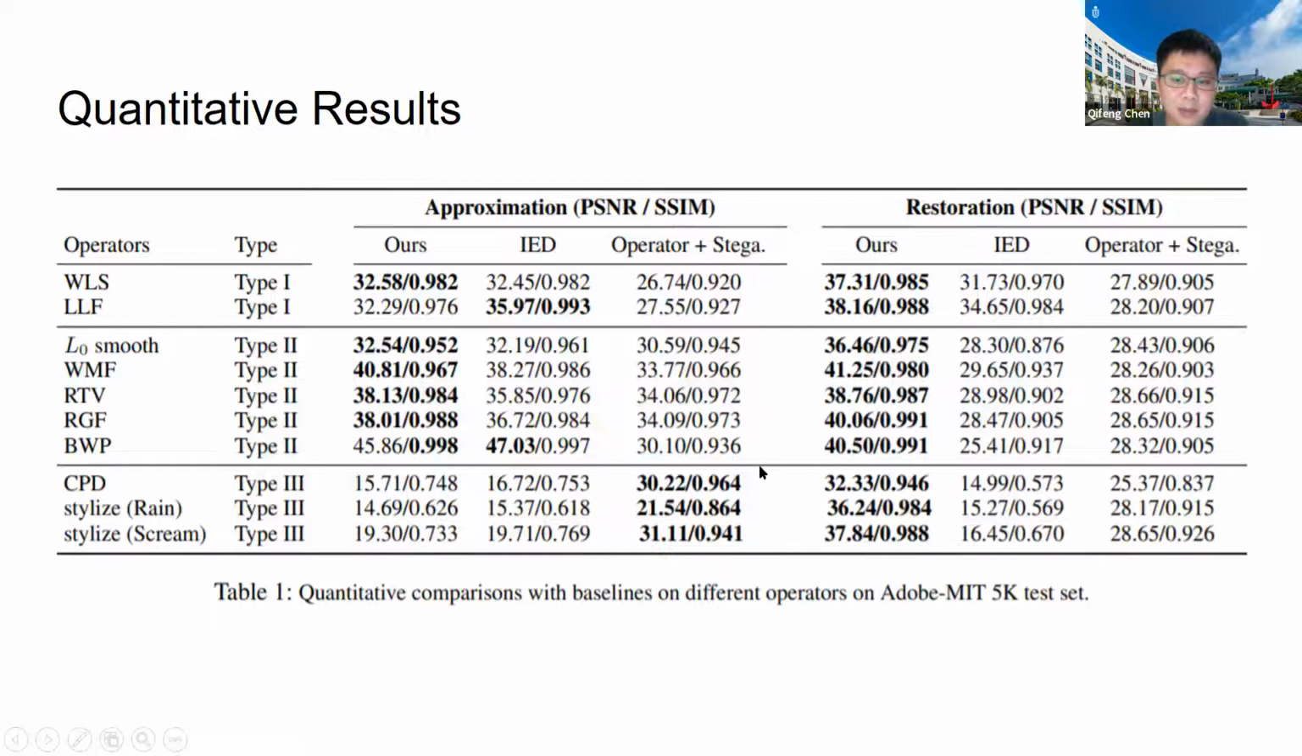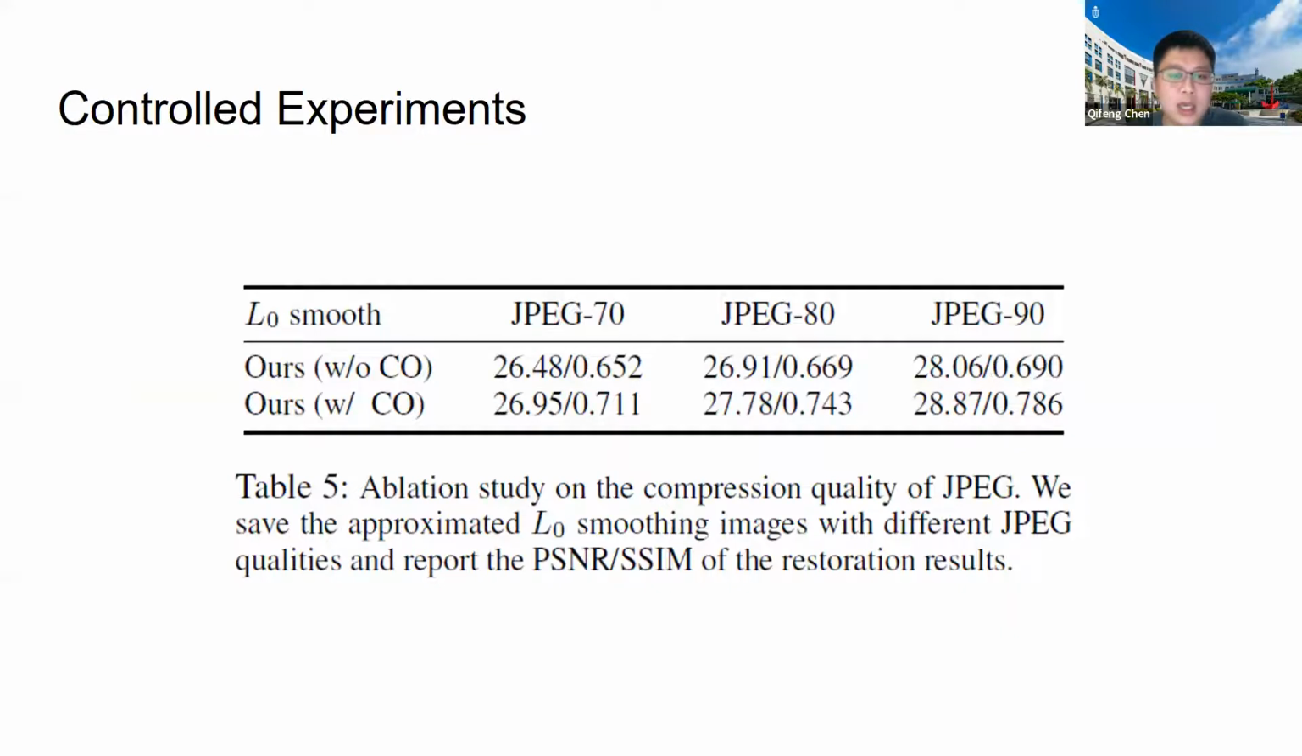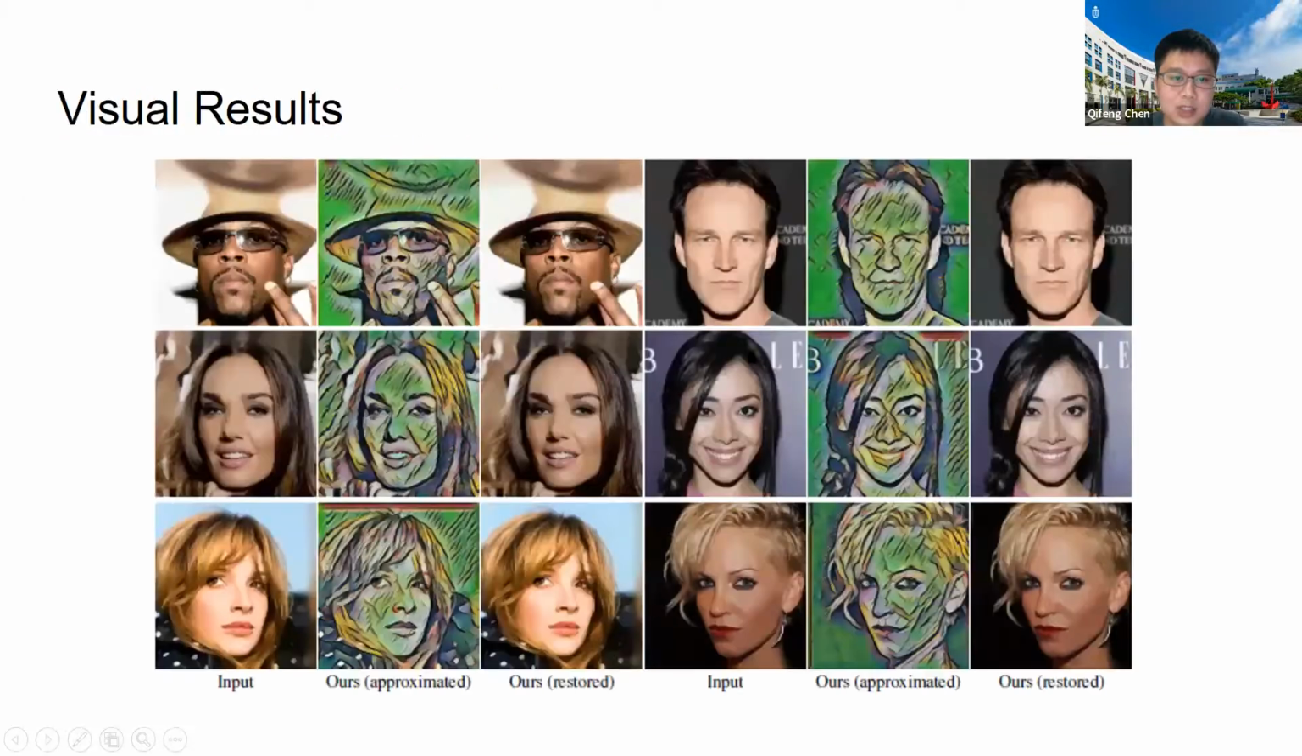So we evaluate our method on 10 tasks. We achieve very good results in terms of PSNR and SSIM, except for the style transfer, because it's somehow a stochastic process. But the visual result is actually quite good. So we can also work on different JPEG quality. So that's some of our results.